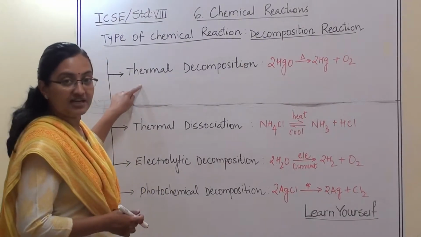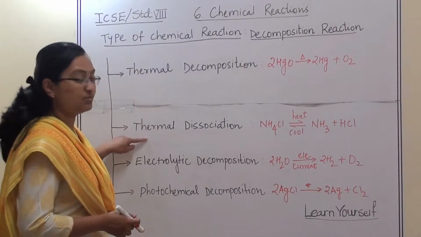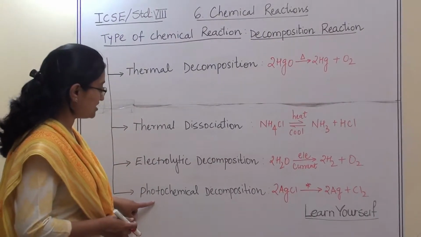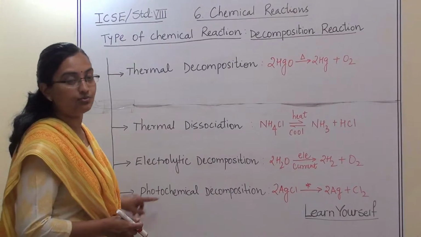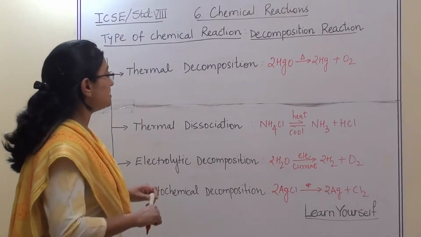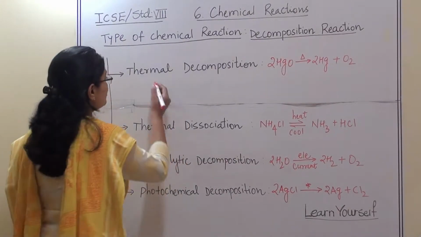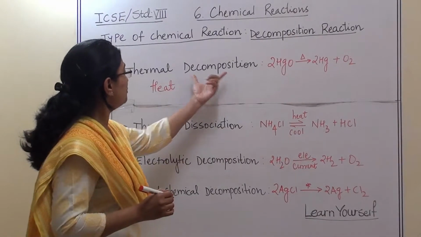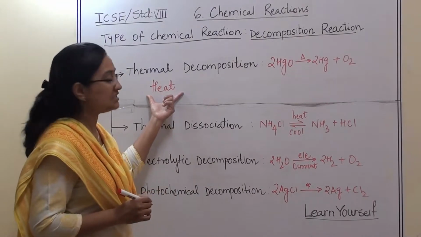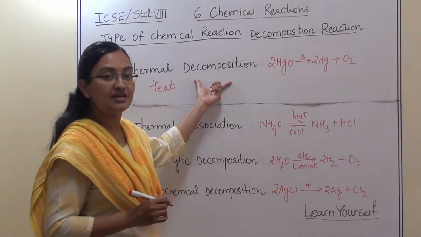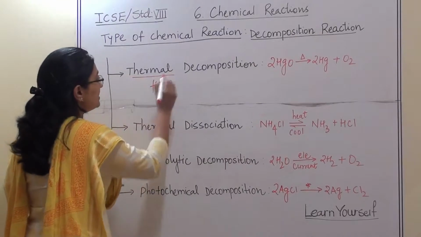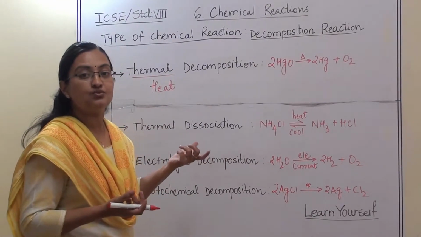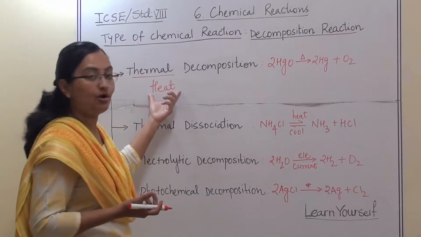First is thermal decomposition, second is thermal dissociation, third is electrolytic decomposition and the last one is photochemical decomposition. So first one is thermal decomposition. The decomposition we are doing with the help of heat is known as thermal decomposition. The name thermal suggests heat. So we are carrying out thermal decomposition with the help of heat.